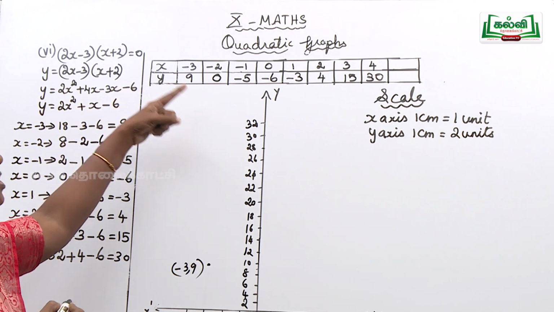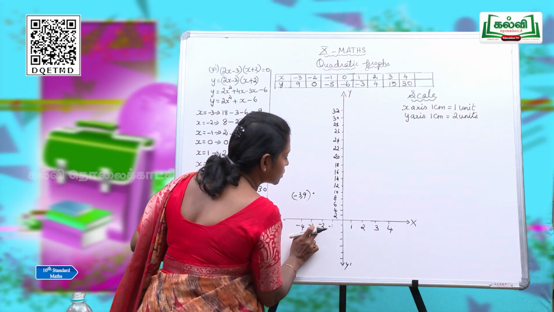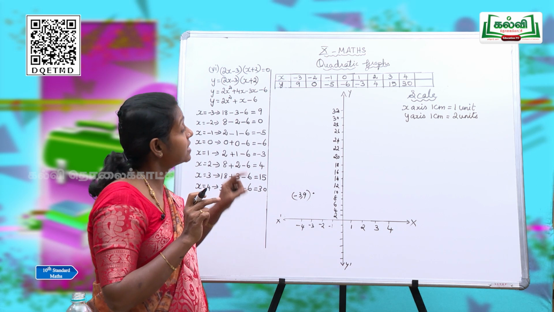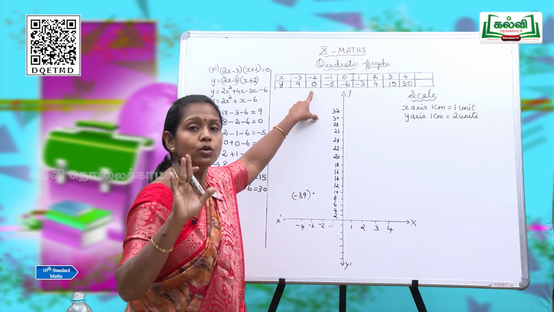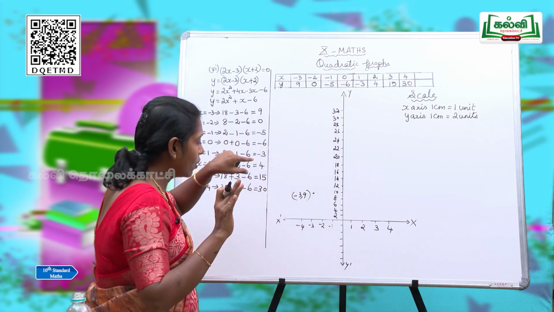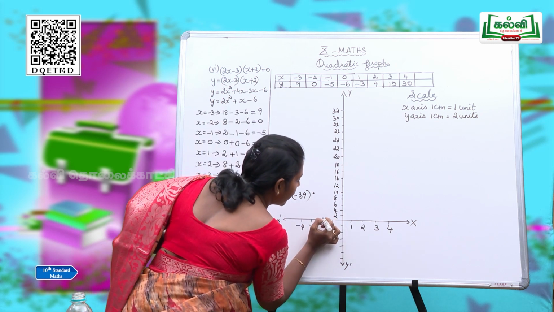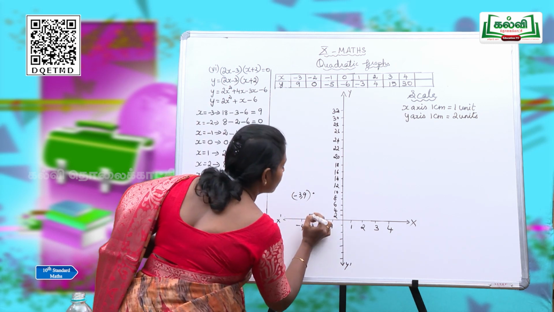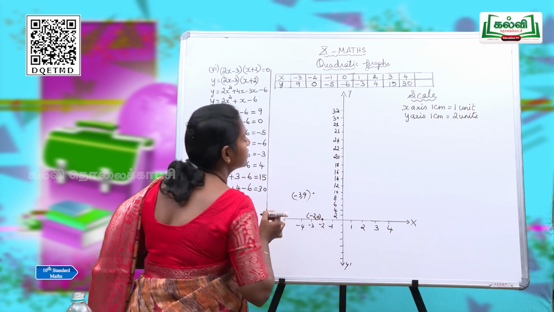Next, minus 2 and 0. So this is minus 2 and 0. That means the y is not having any value, only on the x-axis. So along the x-axis, you have to mark. This is minus 2, comma 0.